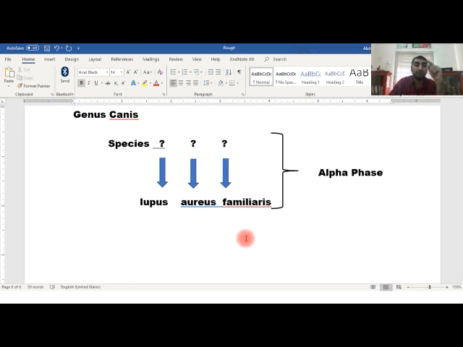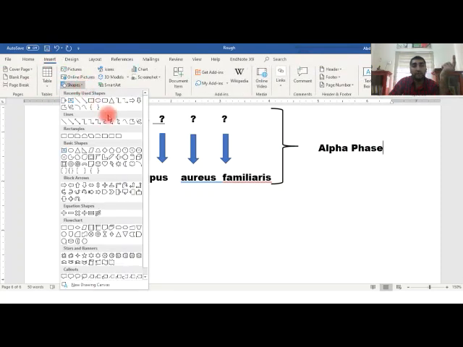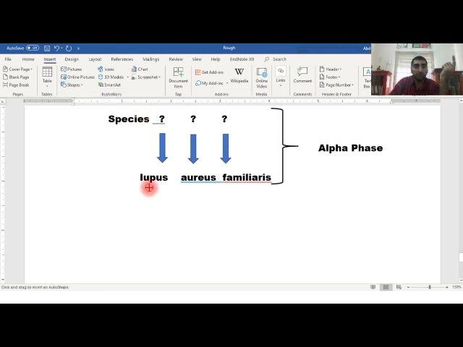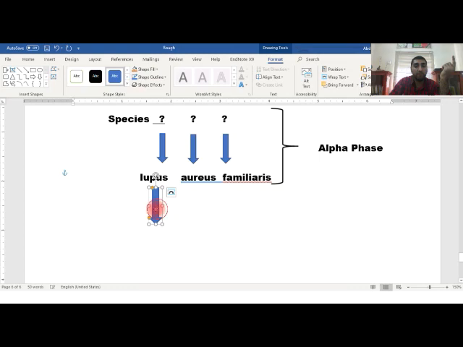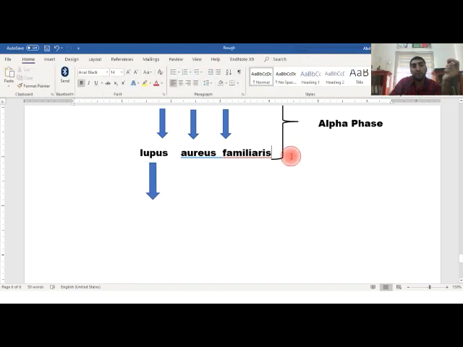Ab main aapko misal doon, yahan par हम ऑरियस और फैमिलियरिस को इग्नोर कर देते हैं, मज़ीद आगे बढ़ते हैं, हम लूपस की बात करते हैं. लूपस जो है, जो वोल्फ है, इसके कई सारे सब स्पीशीज दुनिया में मौजूद हैं. तो फॉर एग्जांपल इफ वी स्टार्ट स्टडिंग फर्दर द लूपस, सो आप ये समझें कि लूपस जो है ये पॉलीटिपिक स्पीशीज है, मीन इसके सब स्पीशीज हैं. Now we will talk about their subspecies. Okay. Now we are going to study subspecies.